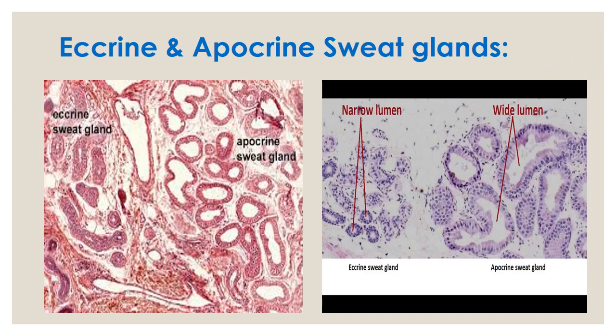Now, this photomicrograph shows you the difference between the eccrine and the apocrine sweat glands. You can see here the eccrine glands clearly. Their secretory portion is small, and the lumen is barely visible. Whereas the apocrine sweat glands have a wide lumen, and they are lined by cuboidal epithelium or tall columnar epithelium also.